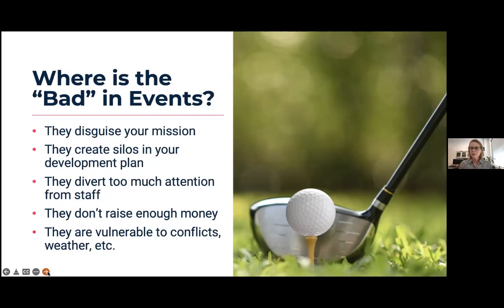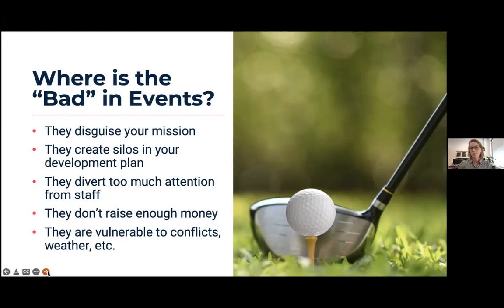They can create a silo in your development team or your plan because there's a group or a person that is super focused on that event being successful, perhaps to the detriment of the donor. A lot of attention goes away from other things. And usually I see this in shops all the time, where the entire team may get wrapped up in event planning or post-event auction basket delivery and things like that for several days, pre and post event. So it diverts a lot of attention from staff.